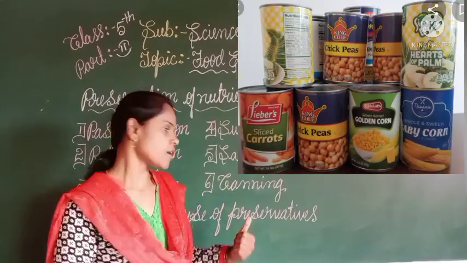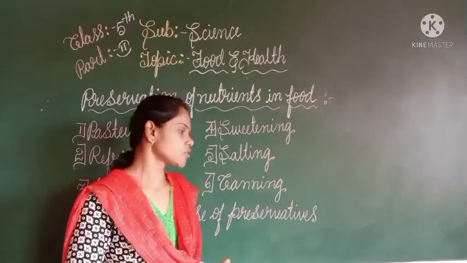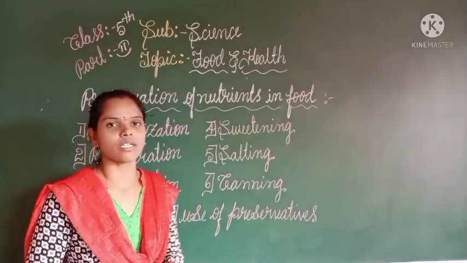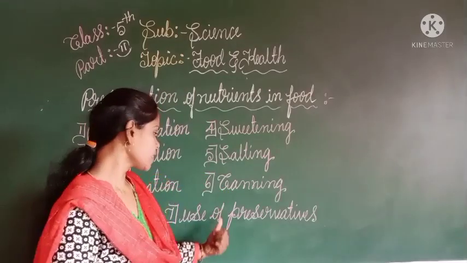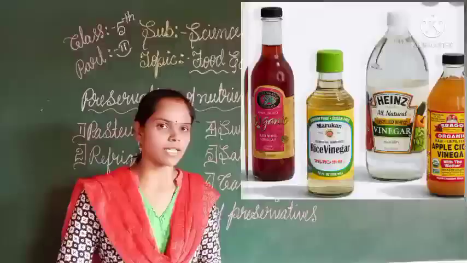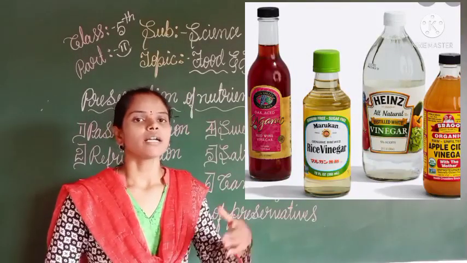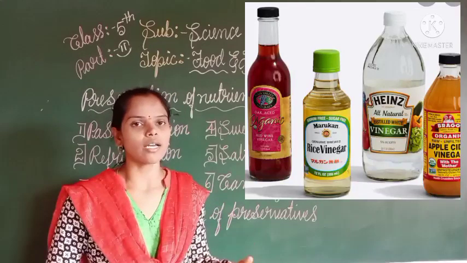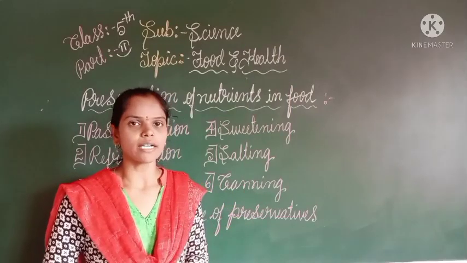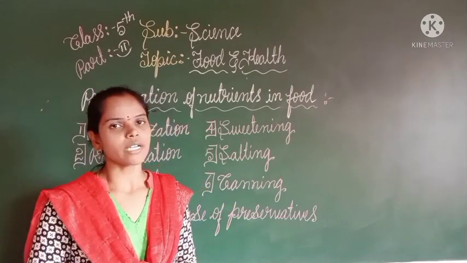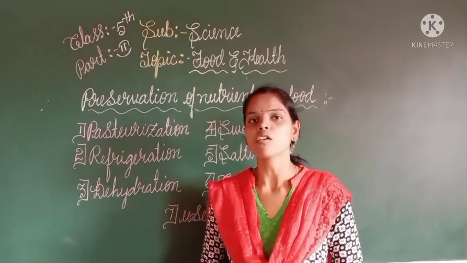So that is the way of storing the nutrient. Next one is the use of preservatives. Some kinds of food items we can preserve by adding preservatives. For example, pickle. We can store pickle by using preservatives like vinegar, salt, and oil. That will maintain the nutrients in that food. So dear students, these are the different ways of preserving nutrients in the food.